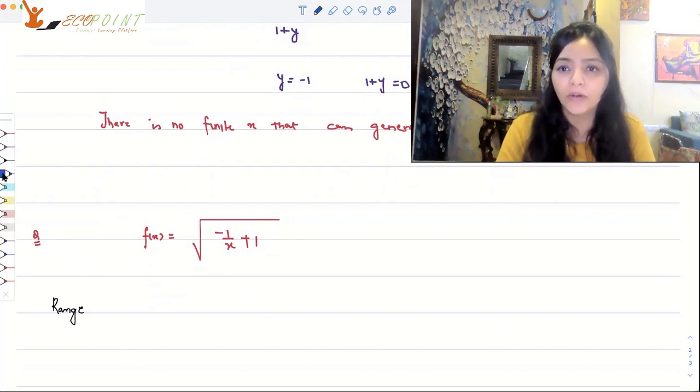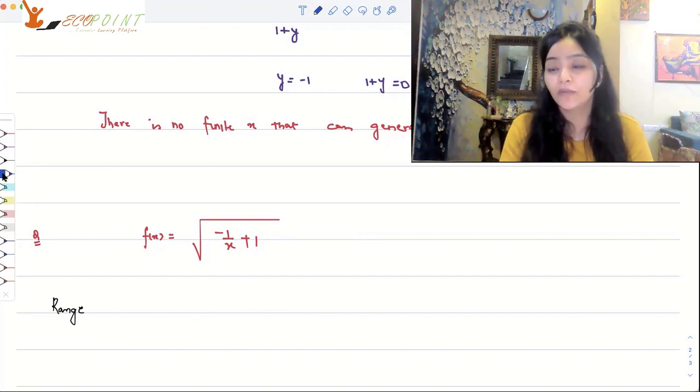What do I know about this function? It's a square root function. It's an even root function. I know that the input had to be positive, and that's how we figured out the domain for this function. Can we talk about the range of this function?